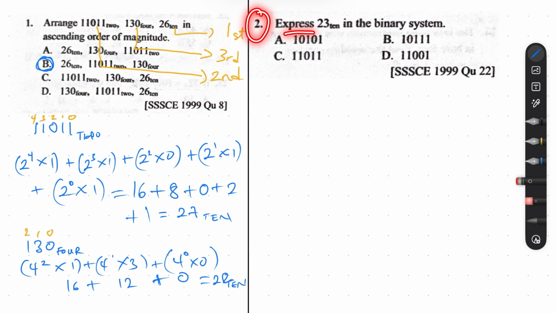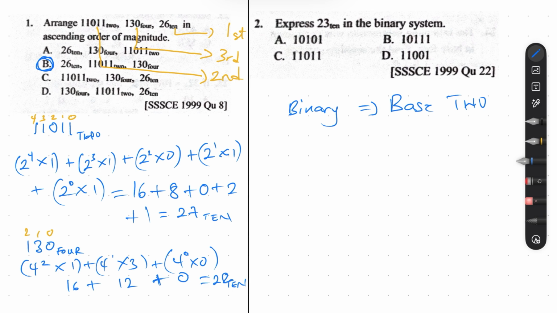It says express 23 base 10 in the binary system. So as you said already, binary system simply means base 2, right? Binary equals base 2. So let's go and then we'll do that. If you don't know how to convert from base 10 to other bases, go and watch my first explanation in the first video in this series. You will get the explanation, right?